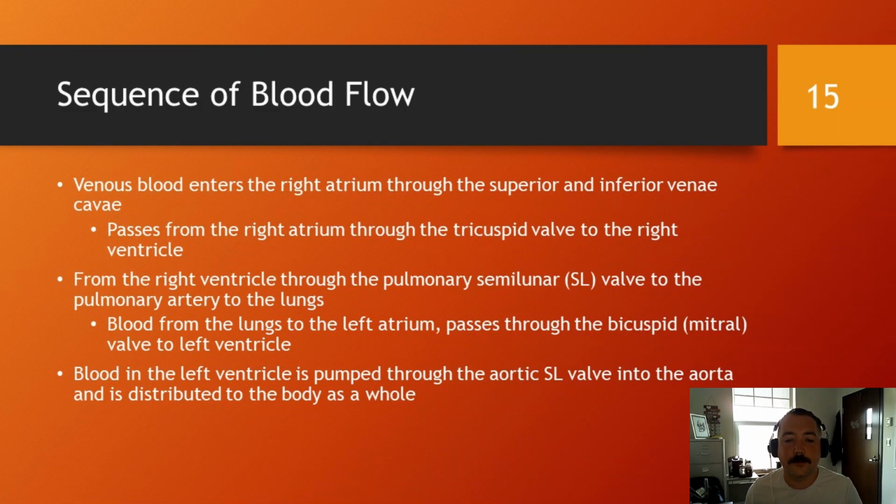Alright, so we're going to work our way through the heart in the order that the blood travels through it. So starting off, we have a big vein that carries all of the blood in the body back to the heart. That vein is called the vena cava. From there, it's going to dump blood right into our right atrium. That's the chamber found in the top right part of the heart.